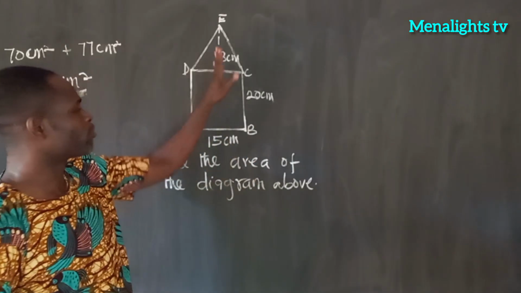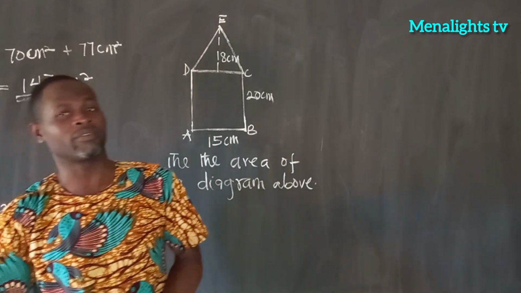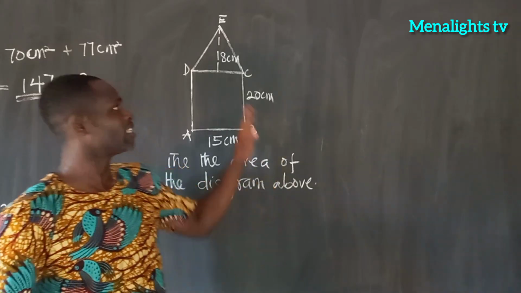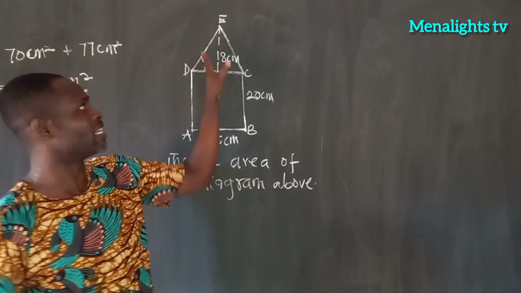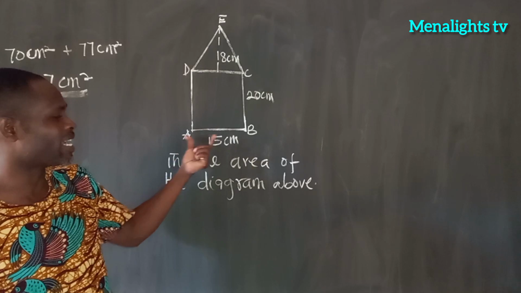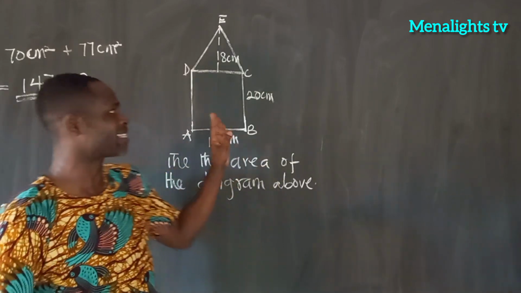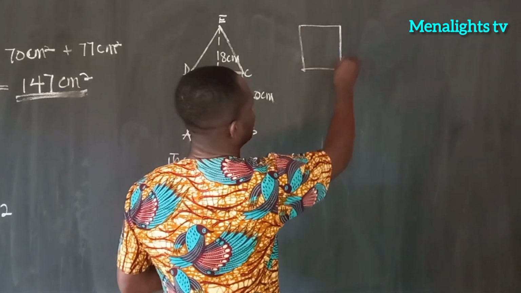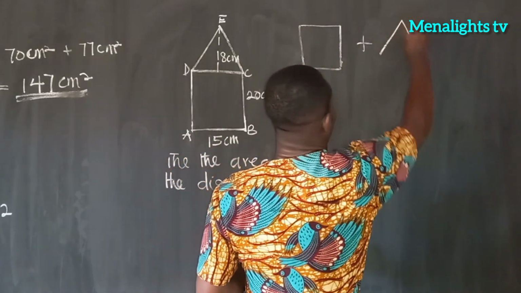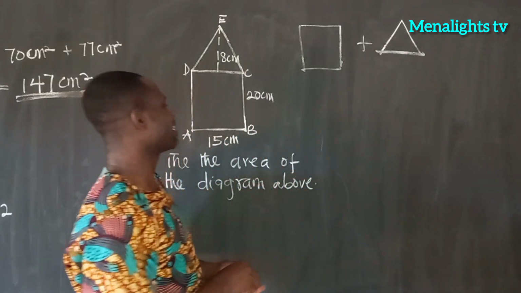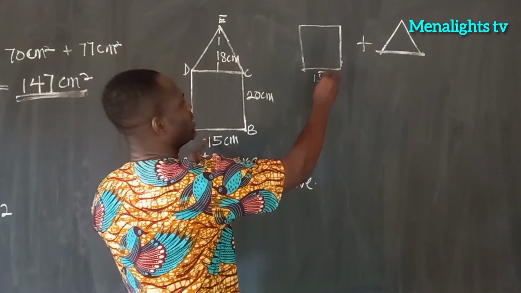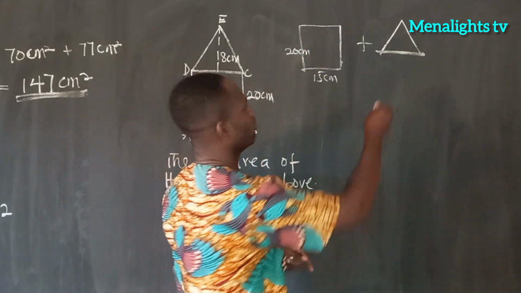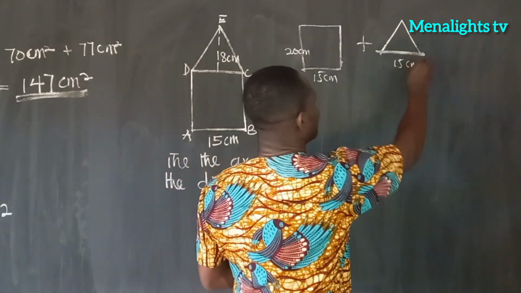Another diagram here, we have to find the area of the diagram above. So when you look at this diagram, we can identify a rectangle here and then a triangle. So for us to find the area of this, it means the area of the rectangle plus the area of the triangle that we have there. The rectangle has dimensions of 15 centimeters by 20 centimeters, and then the triangle, the base here is 15 centimeters.